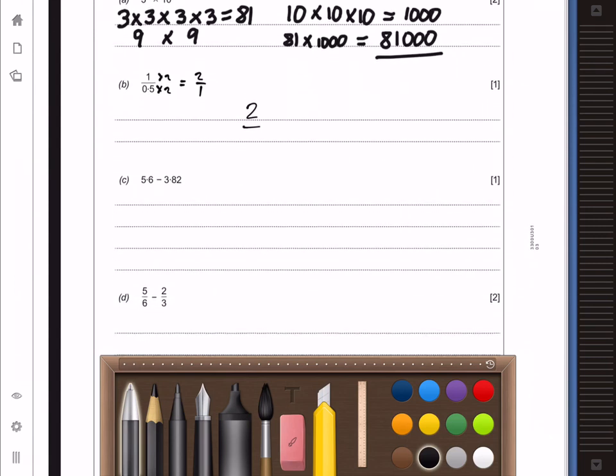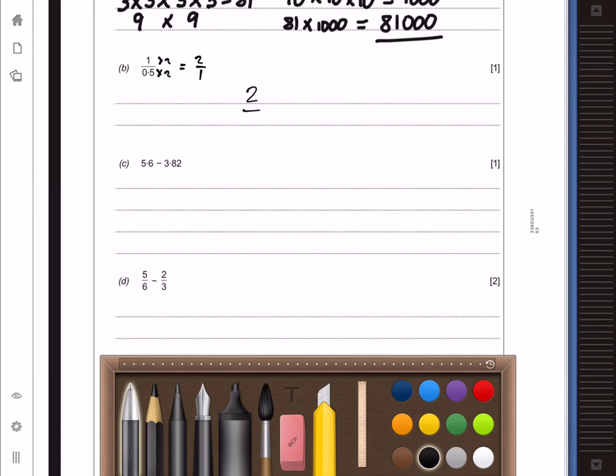Part C, 5.6 take away 3.82. What I would do here is line up the decimal points with a column sum. And remember, it's take away. So many people add them, they don't take care of the sign. And there's a missing place value, so we can put 0 in there. So 0 take away 2. Again, it's not 2. Make sure you borrow from the 6, so 5, and that's 10.